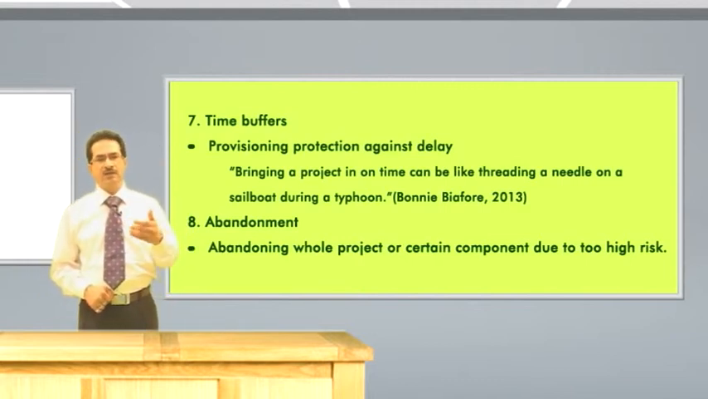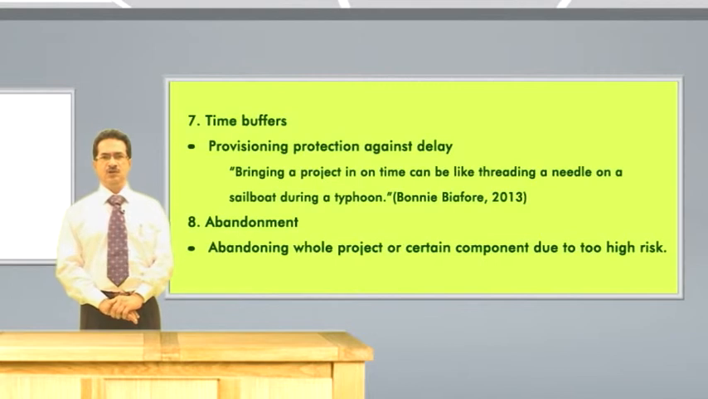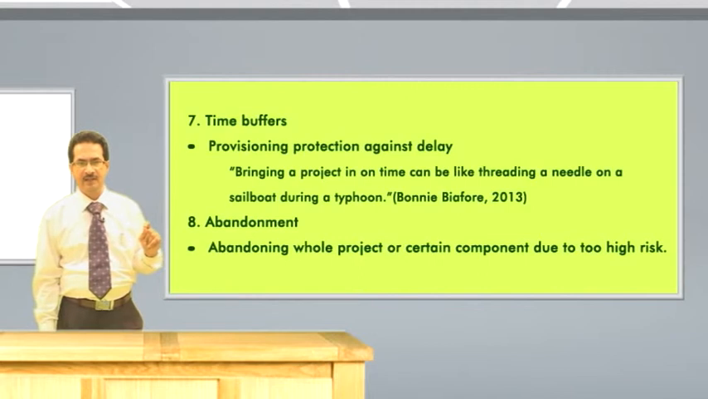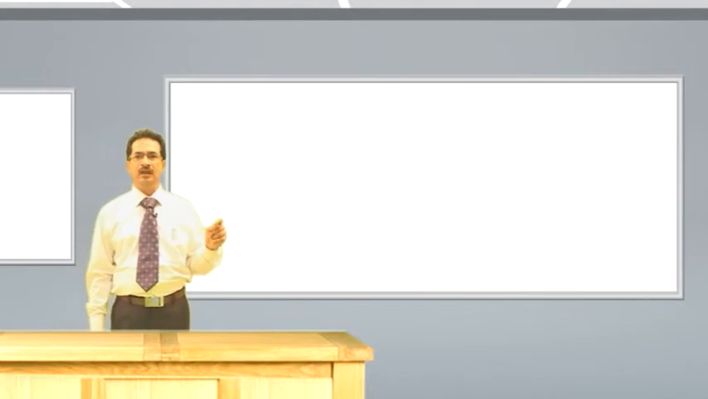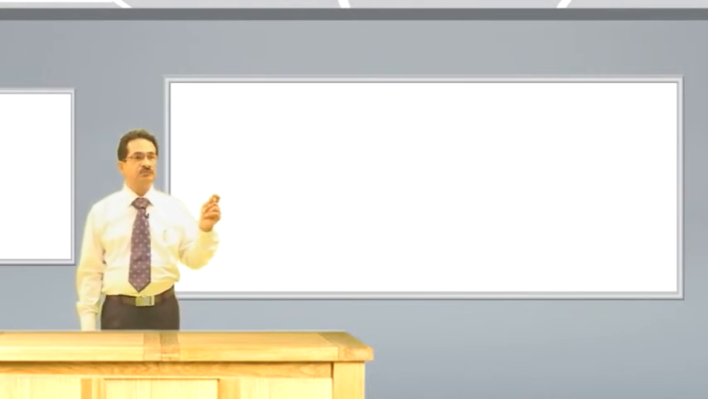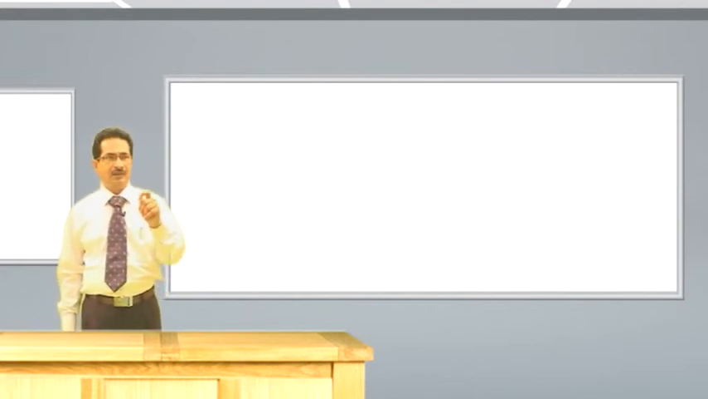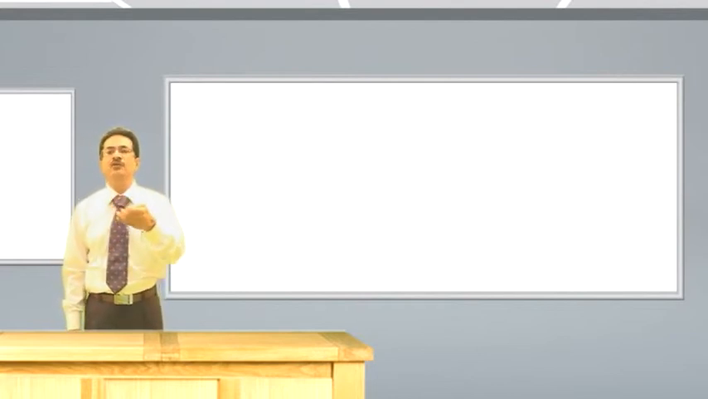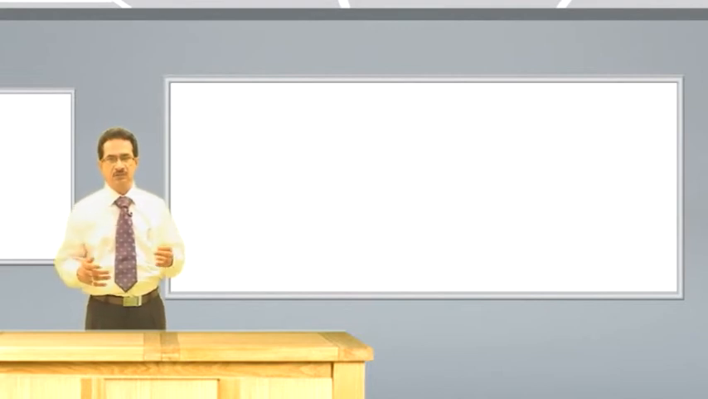Then the last method we are going to discuss is abandonment, abandoning the whole project or certain components due to too high risks. However, the abandonment method can be used only when exit is possible. That is, sometimes some obligations may compel project management to continue a project even with high loss, even with unfavorable circumstances. Thank you very much.